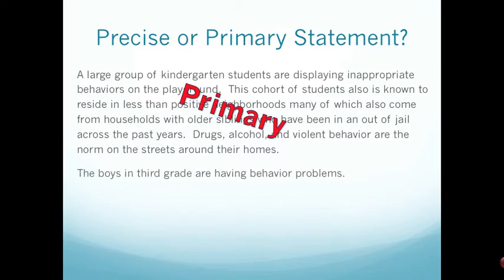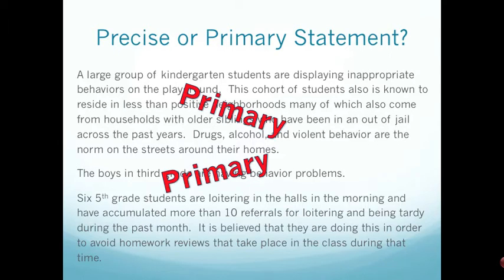But the boys in 3rd grade are having behavior problems. We have a who, and we have a very vague what, because we really don't know in observable and measurable terms. So really we only have one of our 5 elements, which makes this one a primary statement. Let's take a look at this one. 5th grade students, there's a who, are loitering in the hallways. This is happening in the morning. They're being tardy during the past month. We believe that they're doing it in order to avoid homework.